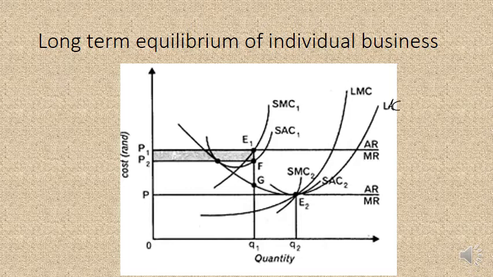So they will always settle at the lowest point of the average cost curve with a market price of P. So in the long run, every single business will be making a normal profit, and that's where the market will settle.